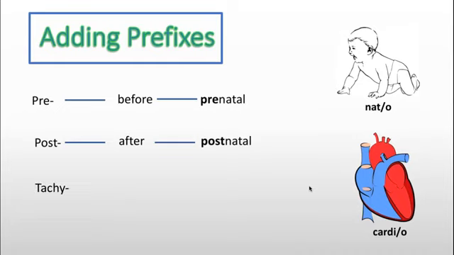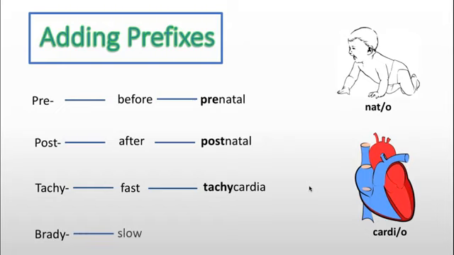Another prefix is tachy. Tachy means fast. So we can add this prefix to the root cardi, and we get tachycardia, which means fast heart action. The opposite meaning is brady. Brady means slow. So we can also add this to the root cardi, and we get bradycardia, which means slow heart action. So the prefixes in these words are pre, post, tachy, and brady, and we use these with roots to create medical terms.